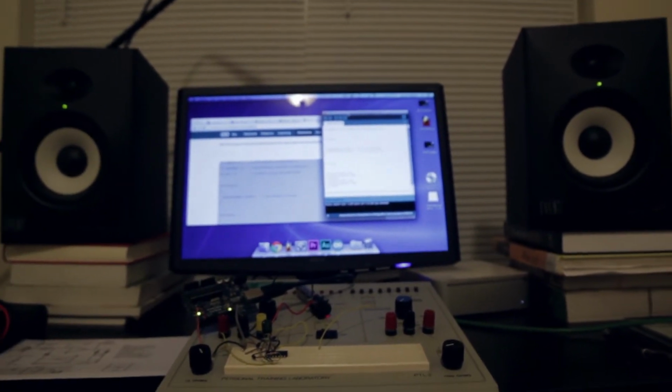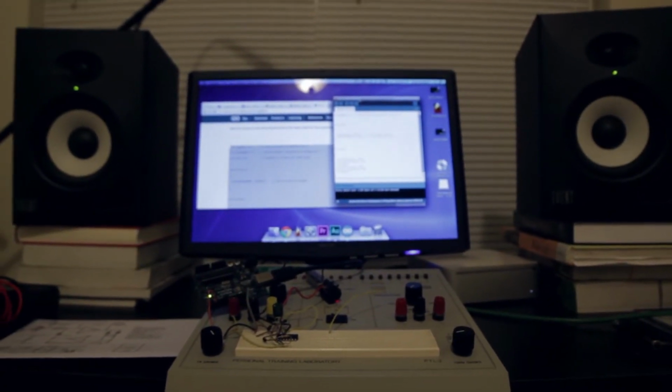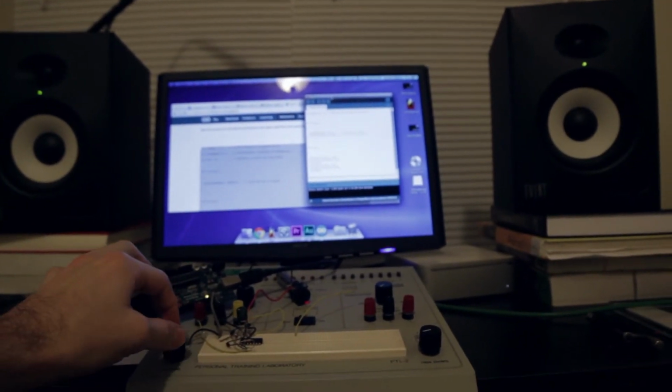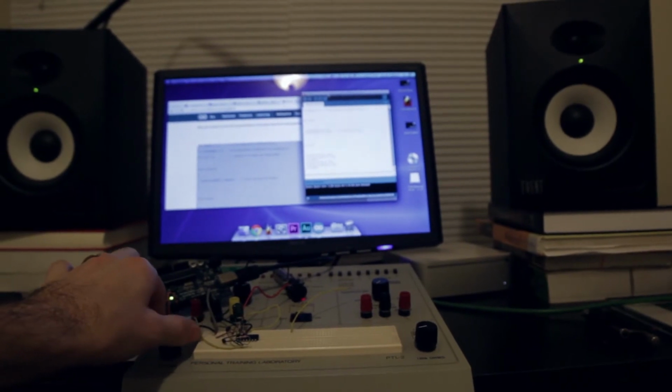And that knob is just a simple trimmer. It trims the voltage coming out of the Arduino. The lower the voltage, the lower the pitch. The higher the voltage, the higher the pitch.